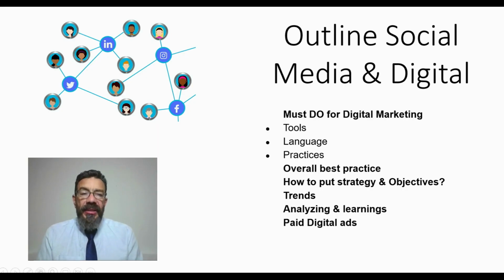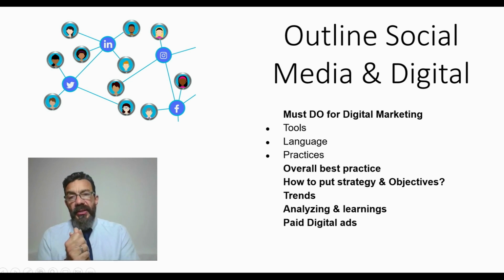The outline of social media and digital: what you must do for digital marketing. First of all, the tools. We spoke about the different tools in the previous video, session 3. We spoke about SWOT analysis and we spoke about the best. Of course, there are more than 2 tools in digital marketing, but essentially these are the most important 2 tools.